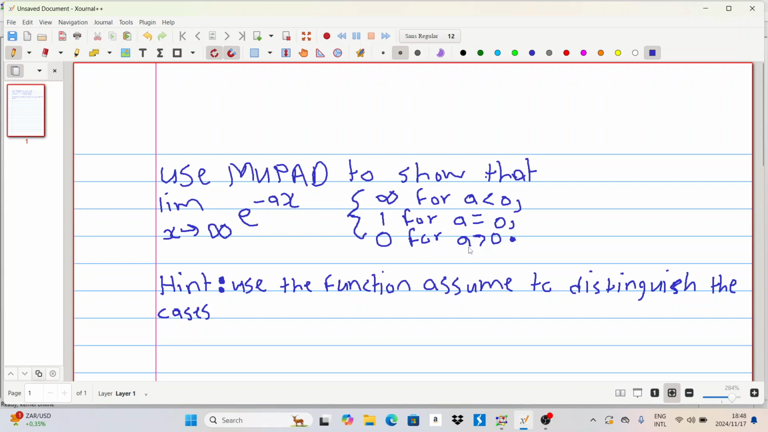And then for a greater than 0, so we have to do that. Right. So this hint helps us a lot because we use the assume to distinguish between the case when a is less than 0, when a is equal to 0, and when a is greater than 0.